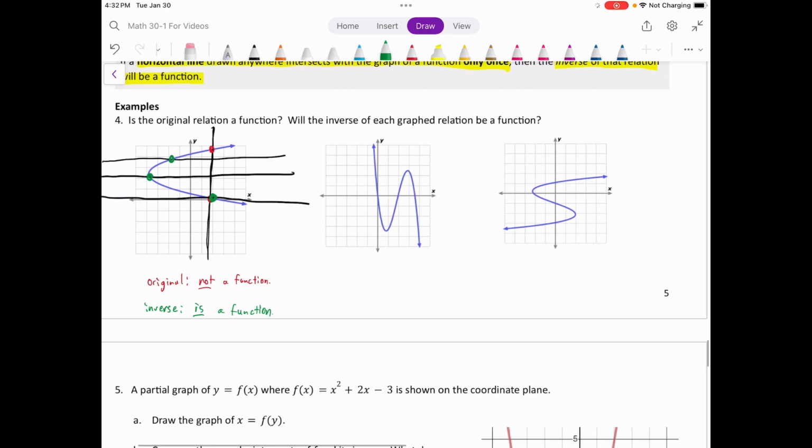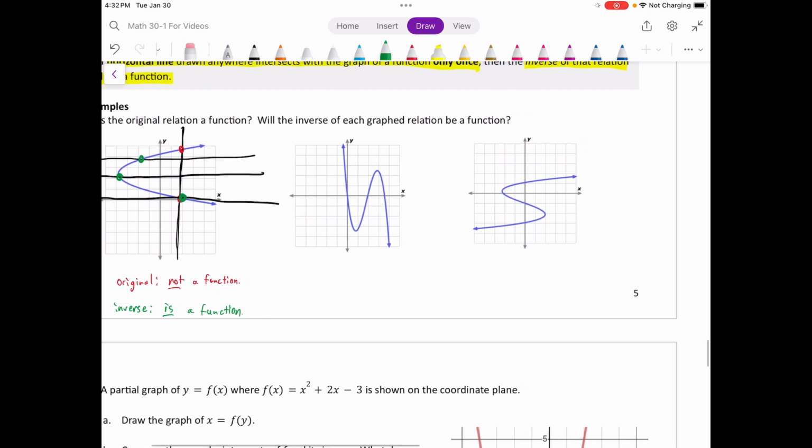Taking a look at this one here, is the original a function? Let's see. Vertical line, only one intersection. Vertical line, only one intersection, right? No matter where we imagine drawing a vertical line, I'm only seeing one intersection. So the original here is a function.